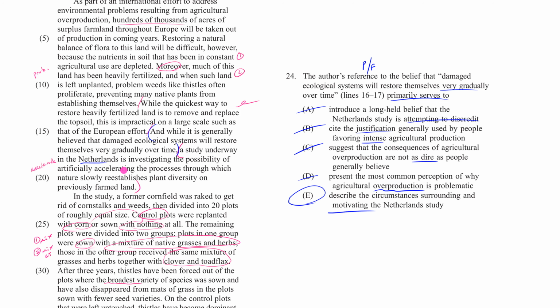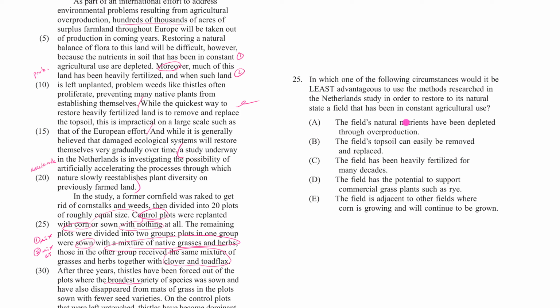Question 25 has a long question stem, so let's read it carefully and make sure we understand what it's saying. It says, in which one of the following circumstances would it be least advantageous to use the methods researched in the Netherlands study in order to restore to its natural state a field that has been in constant agricultural use? Man, this is such a terribly worded question. So we're talking about a field that's been overproduced. And the Netherlands study seemed to offer a solution, a two-pronged strategy. Sow a mixture of natural herbs and plants on top, and then sow some beneficial microorganisms on the bottom. So that's the Netherlands study.